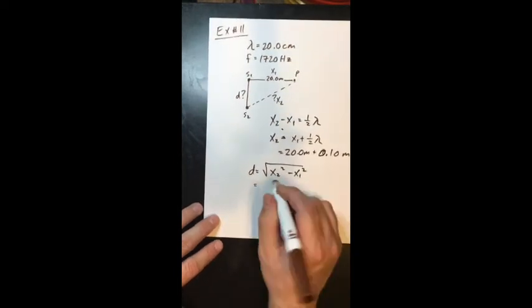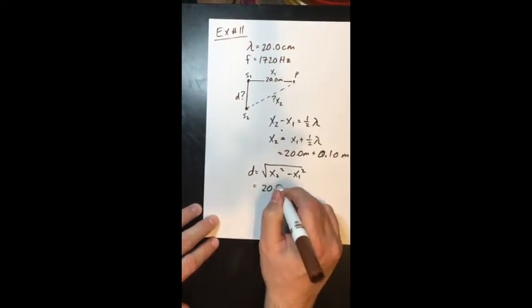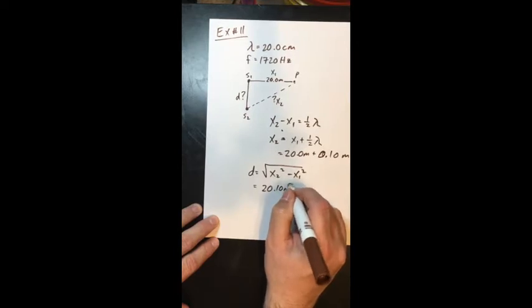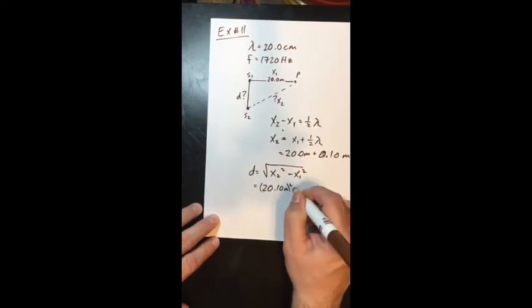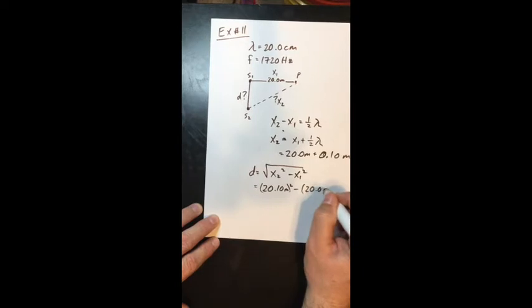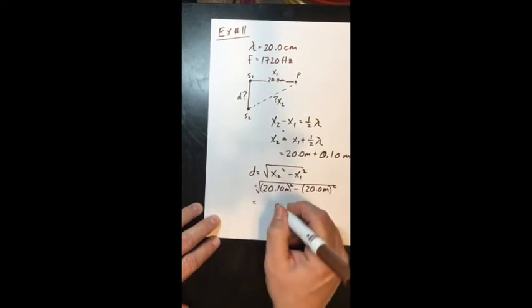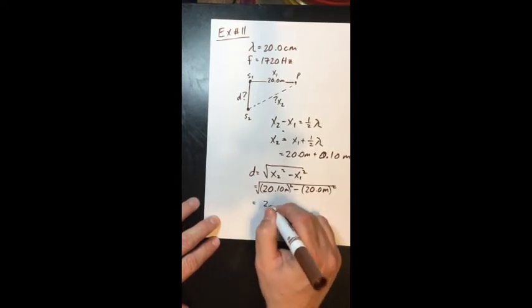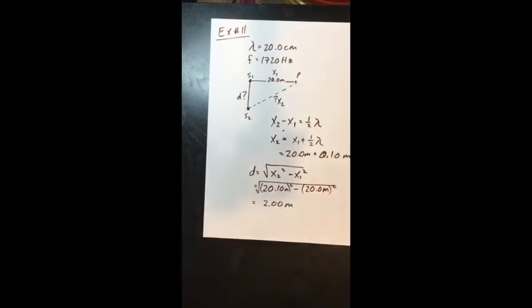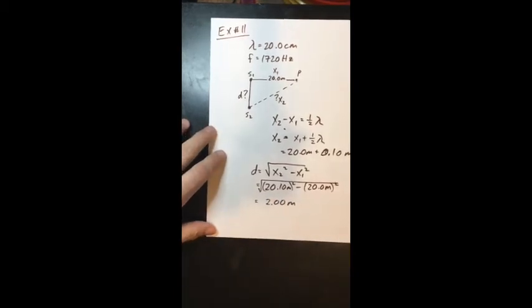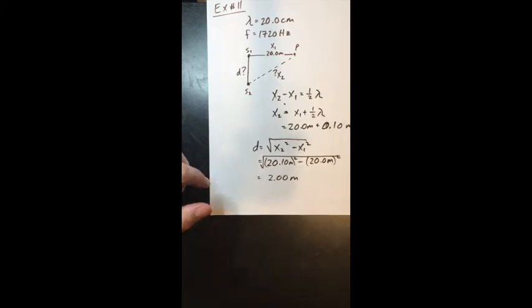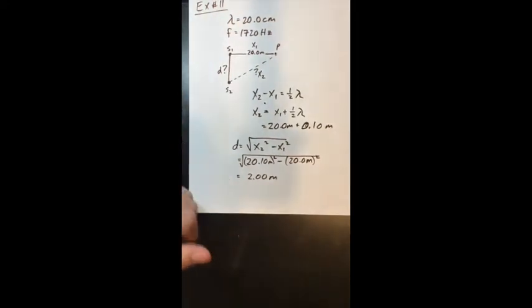So 20.10 meters squared minus 20.0 meters squared. Take the square root of all that, and we get, what do we get? We get 2.00 meters. So if the speakers are placed 2 meters apart, then at point P, the observer would actually hear no sound at all.